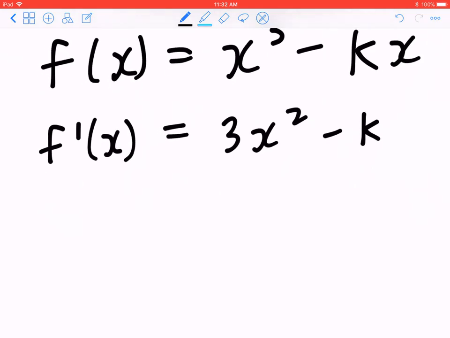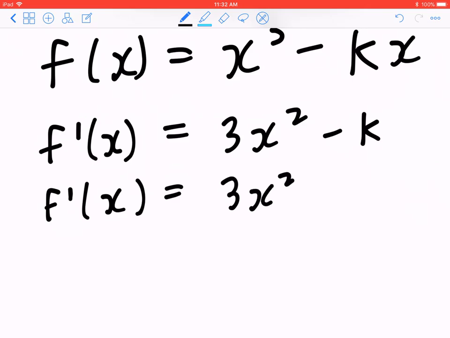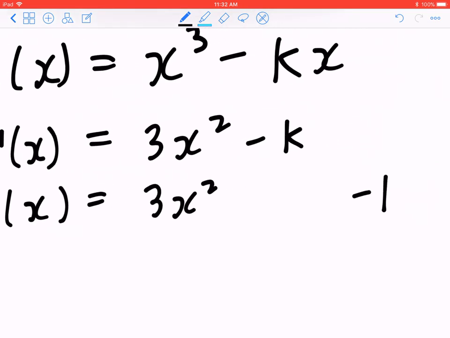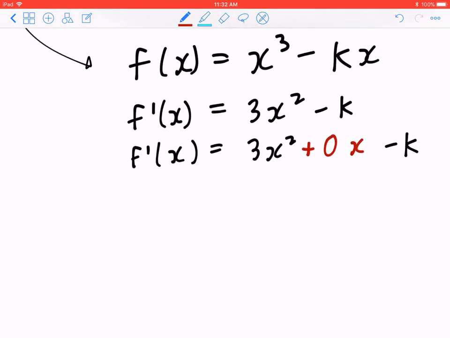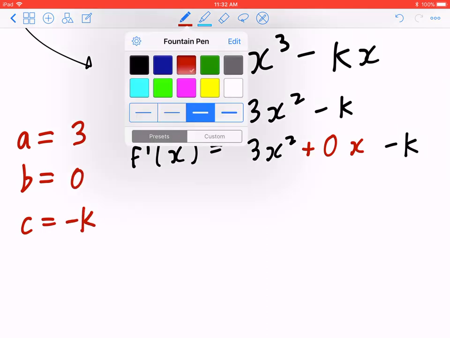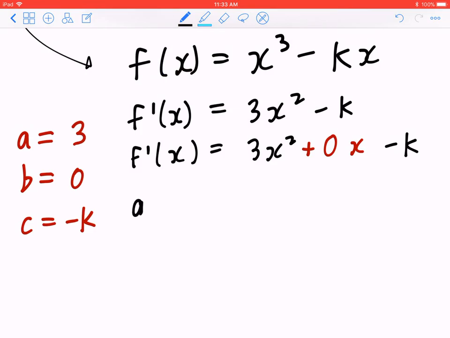Now, just in case you really forgot grade 10, what you can do is rewrite this with an empty parameter. So 3x squared minus k. Notice the space in between because I'm adding the empty parameter 0x. And the reason I'm doing this is because I want to make sure that everybody can see this. Nobody should be left behind. A, B, and C are 3, 0, and negative k respectively. Now we can do parts A, B, and C.